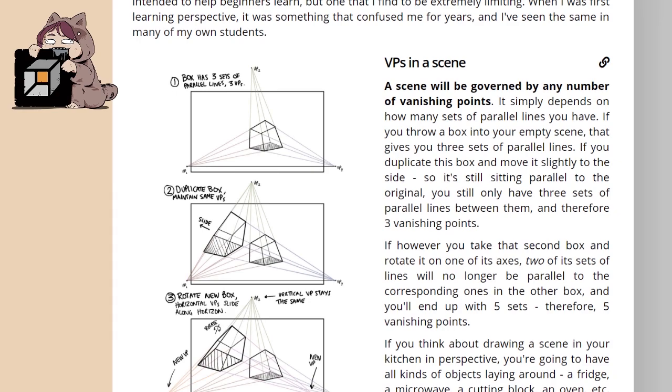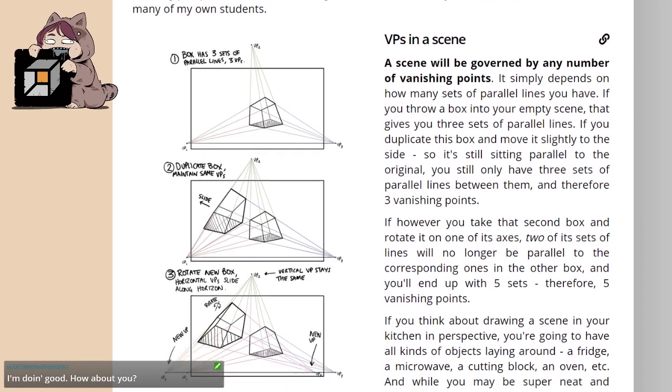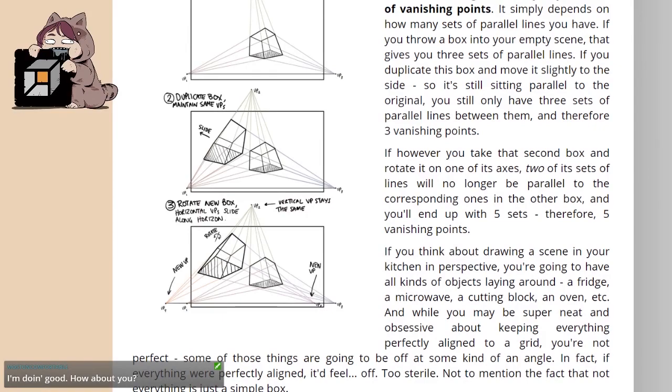Vanishing points in a scene. A scene will be governed by any number of vanishing points. It simply depends on how many sets of parallel lines you have. If you throw a box into your empty scene, that gives you 3 sets of parallel lines. If you duplicate this box and move it slightly to the side, so it's still sitting parallel to the original, you still only have 3 sets of parallel lines between them, and therefore 3 vanishing points. If, however, you take that second box and rotate it on one of its axes, 2 of its sets of lines will no longer be parallel to the corresponding ones in the other box, and you'll end up with 5 sets, therefore 5 vanishing points.